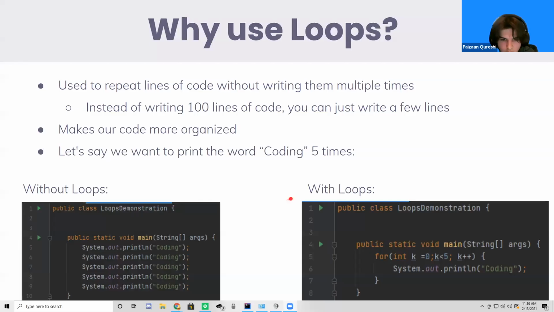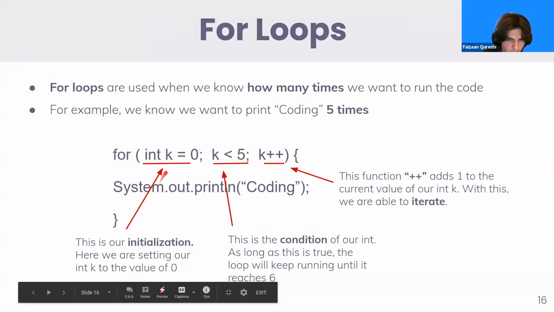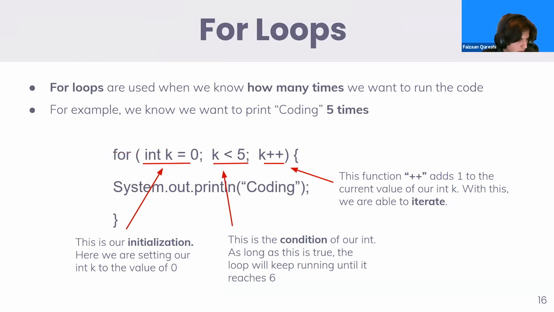All right, so just to review why we use loops so we can move on. A loop is just a repetition controlled by a condition. We'll go more specifically into that, but that's what our loop is. For loops are our first example of a loop. So why do we use for loops? For loops are used when we know how many times we want to run our code. In this example, we want to print the word coding 5 times.